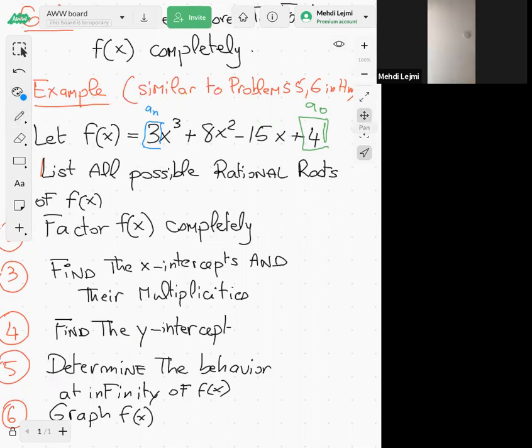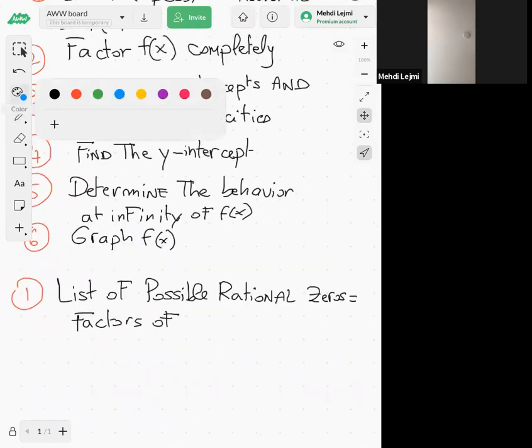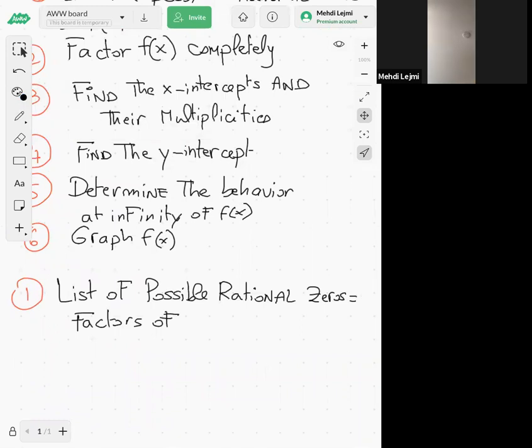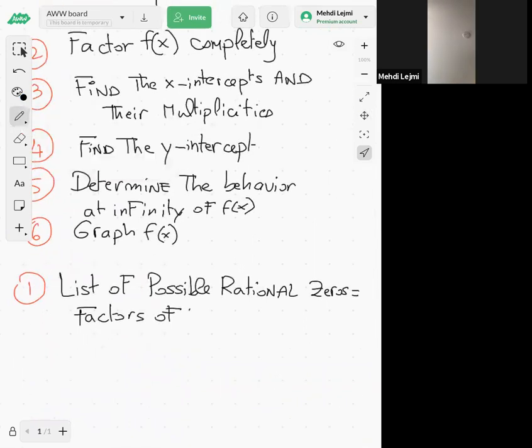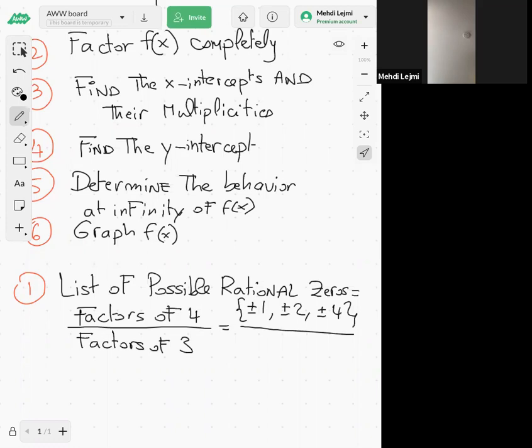So it's factors of 4 over the factors of 3. All right. So now the question is, what are the factors of 4? 4 is divisible by 1. So that's plus or minus 1, divisible by 2, and it's divisible by itself. Now, what about 3? Well, it's just divisible by 1 and by itself.